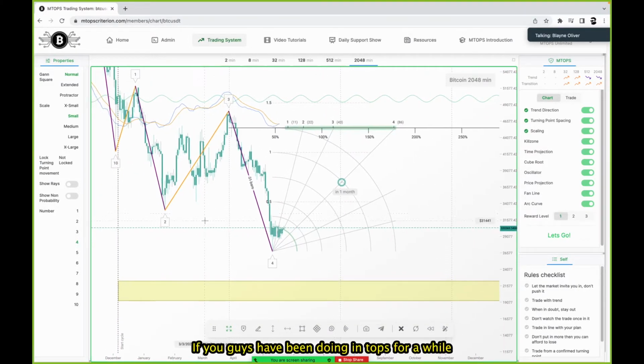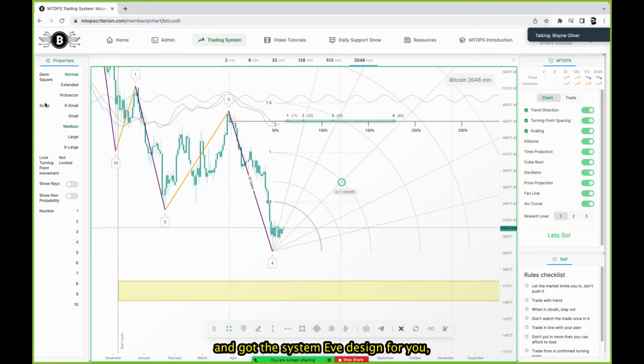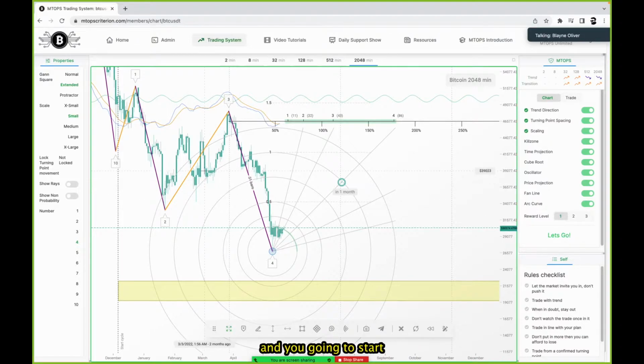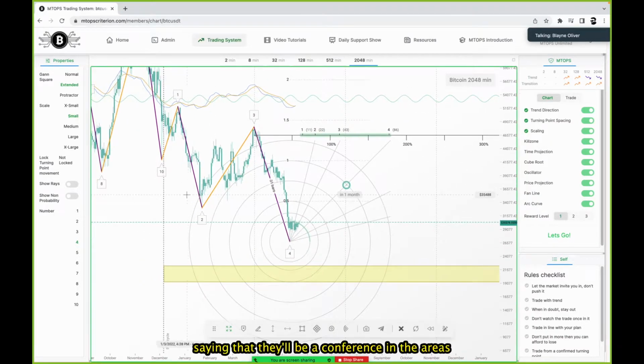If you guys have been doing MTOPS for a while and you've got the system we've designed for you, go to the extended, if you're ready for it, of course, with all of the terms and conditions. Hit extended, and you're going to start seeing that there will be a confluence in the areas prior to where the price is right now. Maybe I'll just go to that annotation, build over there and there.